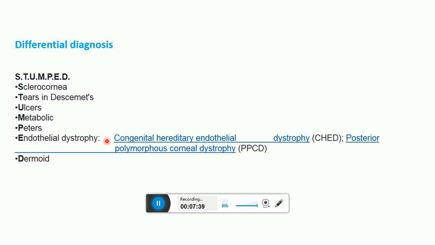The differential diagnosis includes sclerocornea, tears in Descemet membrane, ulcers. Remember it as STUMPED: U means ulcer, M means metabolic disorders, P means Peters anomaly, E means endothelial dystrophy, congenital hereditary endothelial dystrophy, posterior polymorphous corneal dystrophy, and D means dermoid.